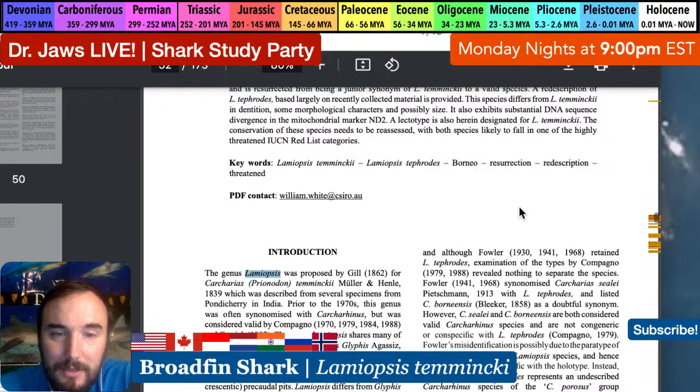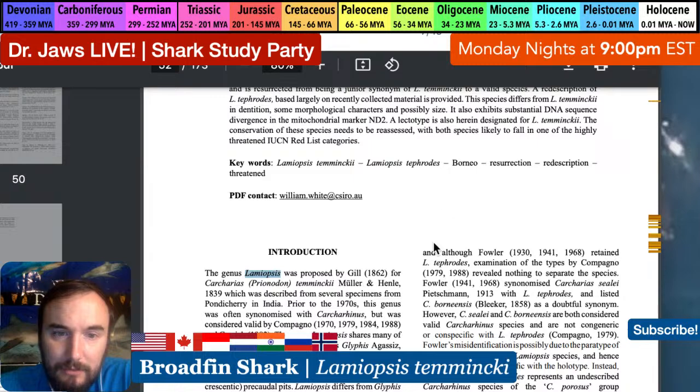So, introduction. The genus Lamopsis was proposed by Gill for Carcharias temmincki, Müller and Henle, 1839, which was described from several specimens from Pondicherry in India. Prior to the 1970s, this genus was often synonymized with Carcharhinus, but was considered valid by Compagno from the 70s through 80s, so 1970, 1979, 84, and 88, and Garrick in 82.